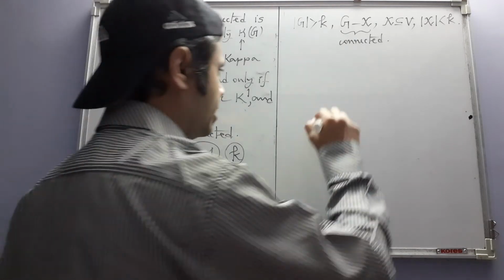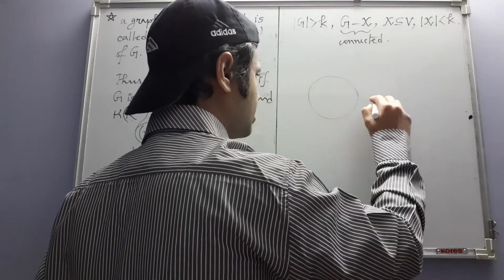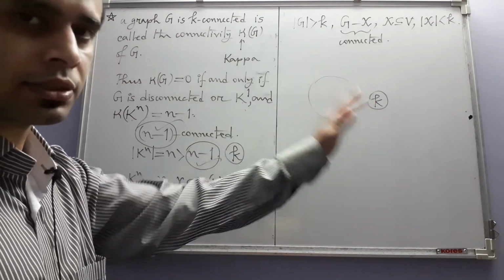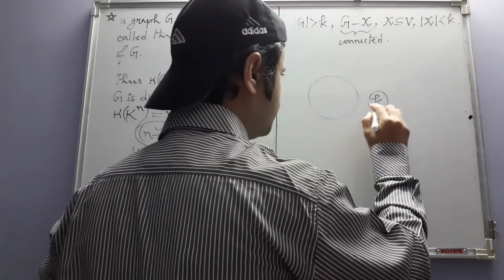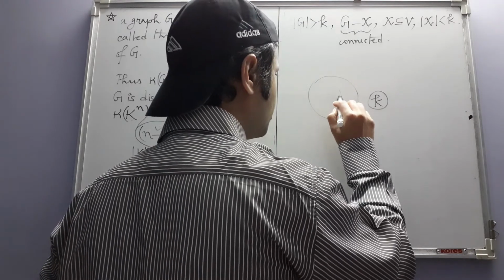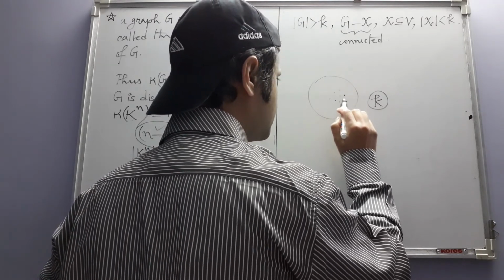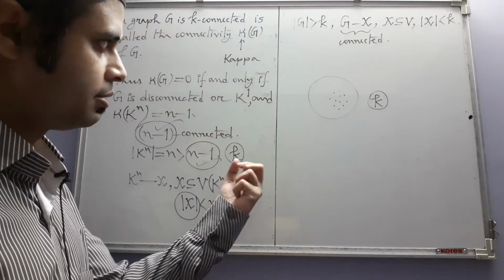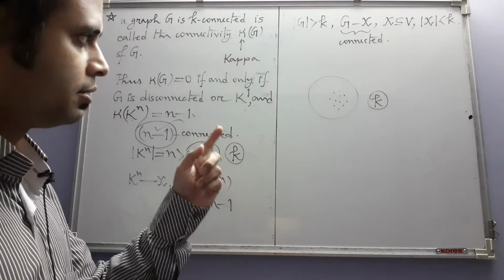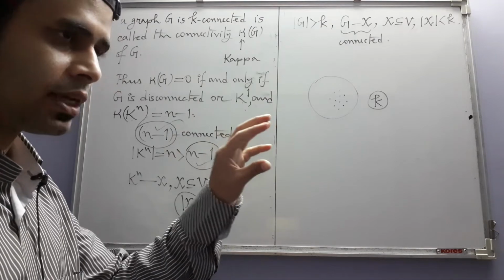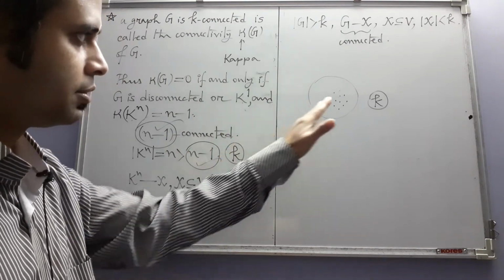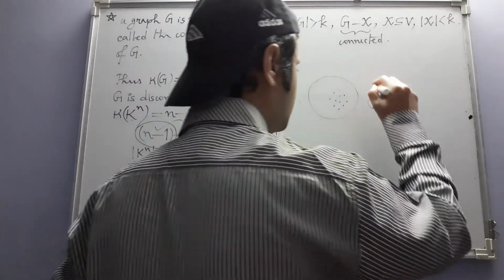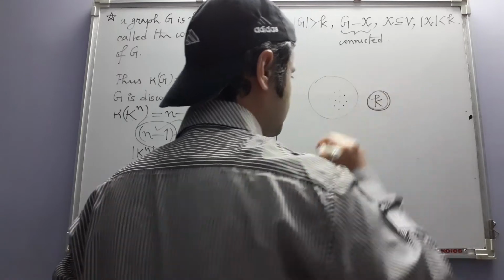It says that if a graph has connectivity K, then removal of any number of vertices from the graph less than K will keep it connected. However, there will be a set of some K vertices in the graph whose removal will give you a disconnected graph.